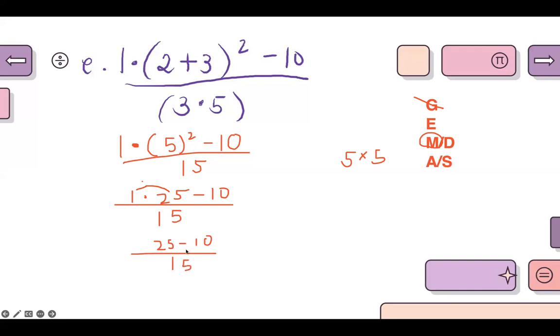Solving the numerator, since we only have one operation left, 25 minus 10 is 15. And then copy the denominator. And since we have fractions, 15 over 15, that's only dividing. 15 divided by 15, that is 1. So this is now our answer. We have positive 1.